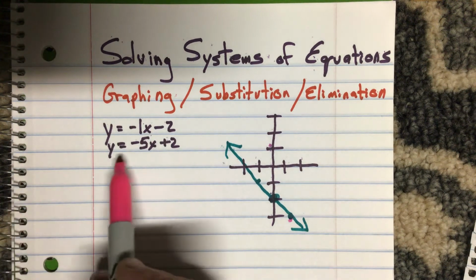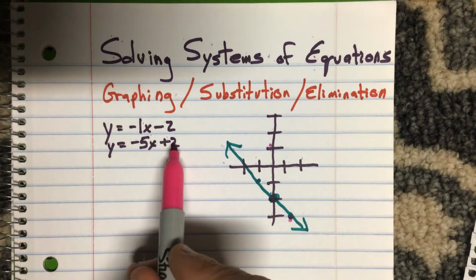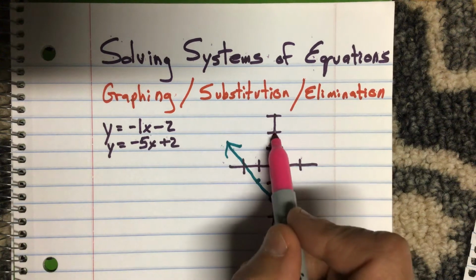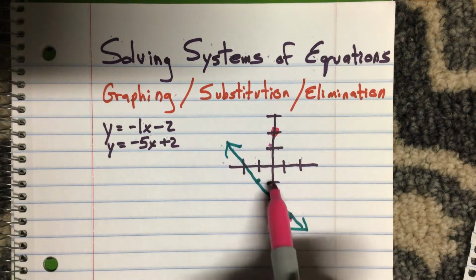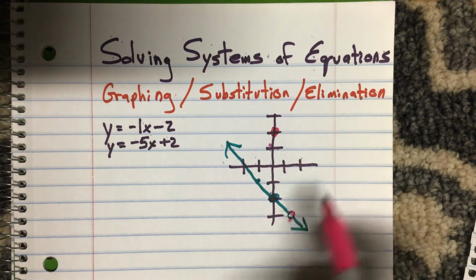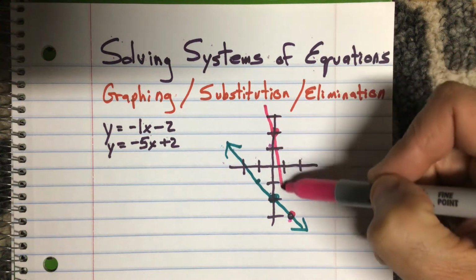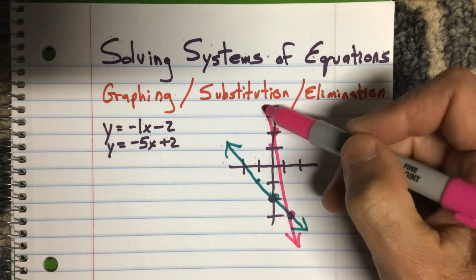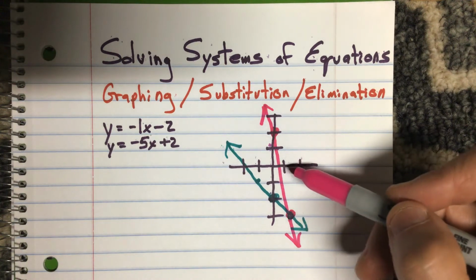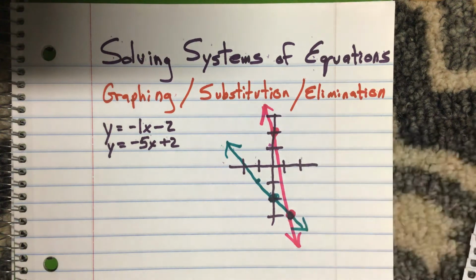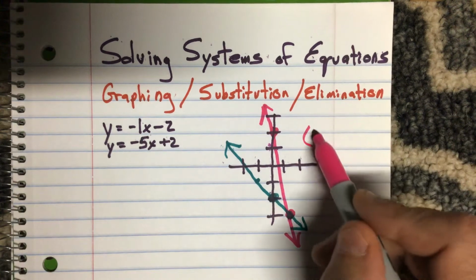I want to graph this one on the same graph and see where they intersect. The y-intercept is +2. Slope is -5. 1, 2, 3, 4, 5 over 1. And so it looks like this. And you can see that they intersect at this point right here, which is 1, -3. So we'll write that here, 1, -3.